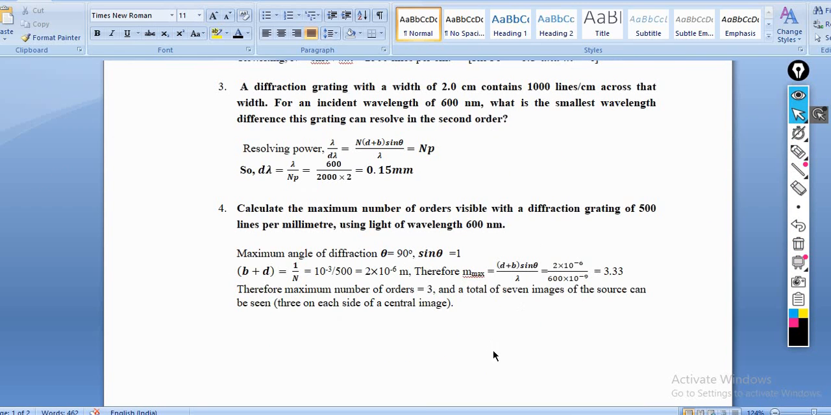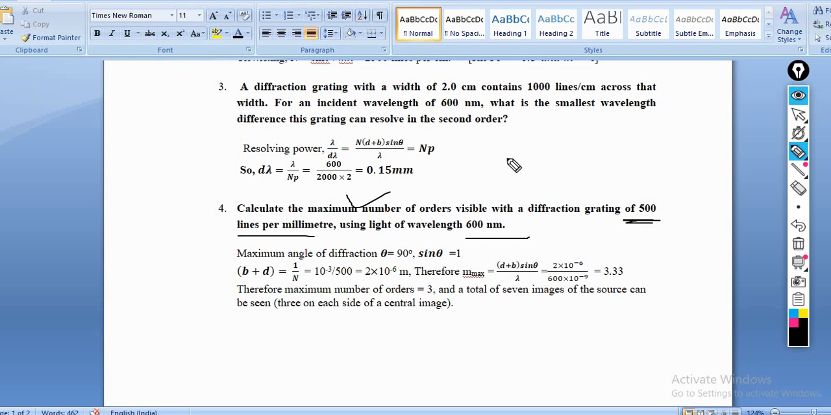Now come to the fourth one, a similar type of problem. Here we have to calculate the maximum order number which will be visible with a diffraction grating of 500 lines per millimeter using a wavelength of 600 nanometer. So the wavelength is given, and the number of grating lines is given. We need to find the maximum order.